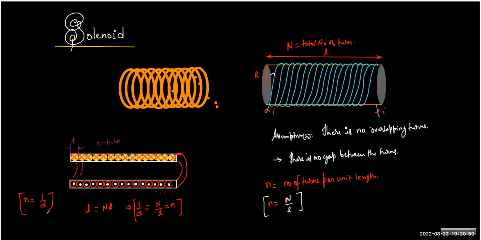So these assumptions are in place for a reason. The inverse of diameter is small n, where D is the diameter of the cross-section of a wire, not the solenoid. So don't get confused that this is for the solenoid. It's only for the wire. So the wire will have the cross-section. So these are some basic terminology that we should be aware of.